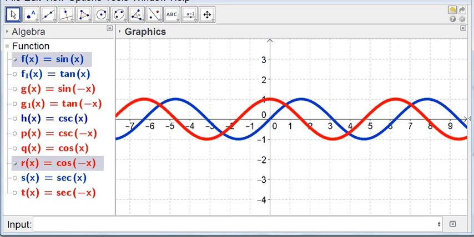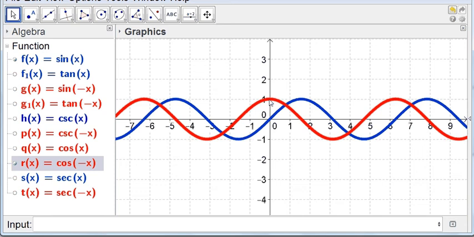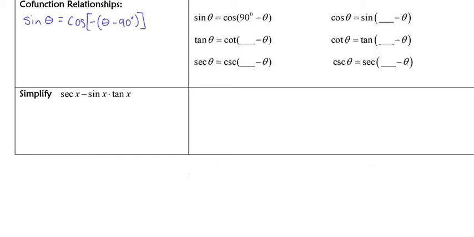Again, we just had written theta minus 90, so this negative, as we just learned, kind of ends up being irrelevant because of it being reflected over the y-axis. But if we have minus 90, that's like taking cosine and shifting it 90 degrees to the right. And notice how it's now right on top of sine. And so that might be a more intuitive way to think of these.